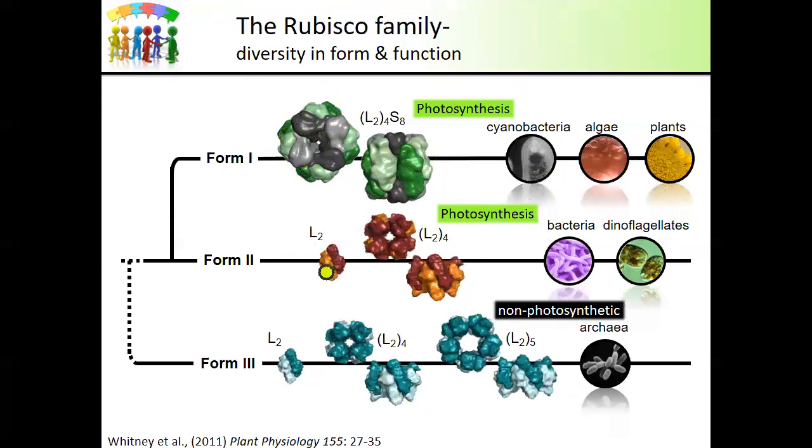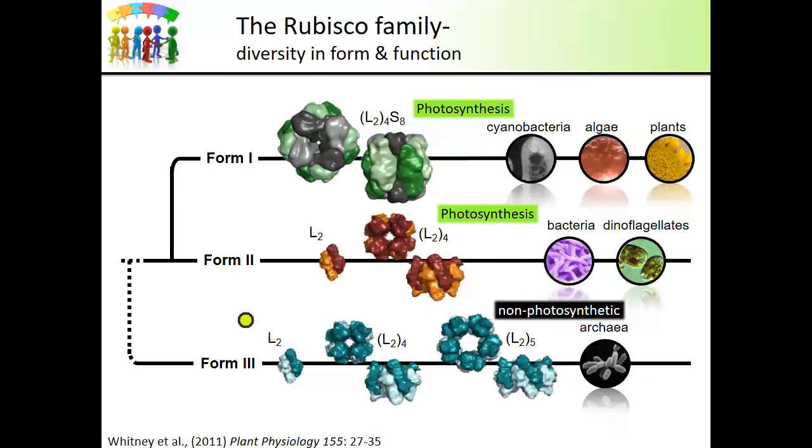Then we have these other forms, the form 2 Rubiscos, which don't contain small subunits. They also play a photosynthetic role, and they're generally found in photosynthetic bacteria, which live in very low oxygen environments, as well as in dinoflagellates. This is the one which I discovered during my PhD.